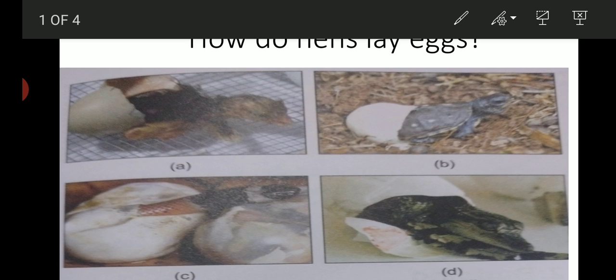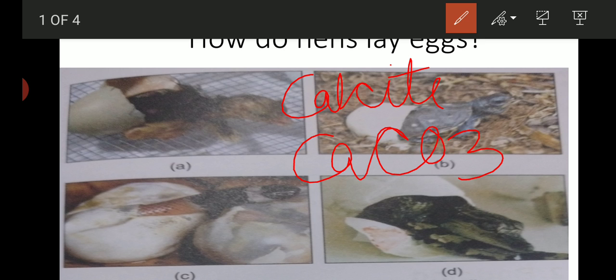Soon after fertilization, the zygote starts dividing and moves down the oviduct. As it moves down the oviduct, a number of protective layers get formed around it. An eggshell is one of these protective layers, and it is deposited around the egg in the lower part of the oviduct of the hen, just before the egg is laid. The eggshell is made of calcite, which is a crystalline form of calcium carbonate, CaCO3.